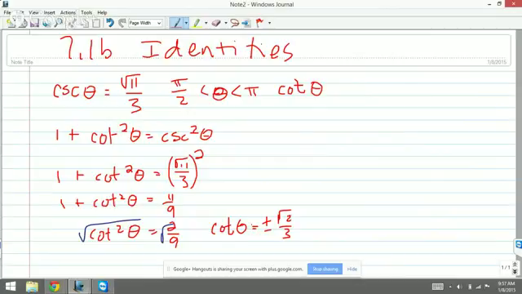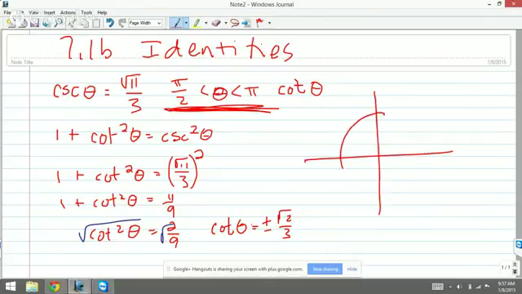We're not done yet, so don't relax. This is where the boundary comes in. These ratios cannot be two different numbers. So we can't have a positive and a negative root 2 over 3. So we have to consider what that does for us. So, we go back to the unit circle. Where is pi over 2 to pi? What quadrant?